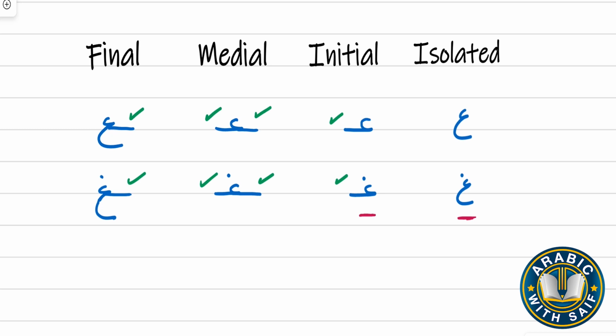If Ghain is in the beginning of a word, it will be the same as Ain, but with a dot on top, and allows connecting any letter after. If Ghain is in the middle of a word, it will be the same as Ain, also with a dot on top, and allows connecting any letter after and before. And if Ghain is at the end of a word, it will be the same as Ain, and allows connecting any letter before.